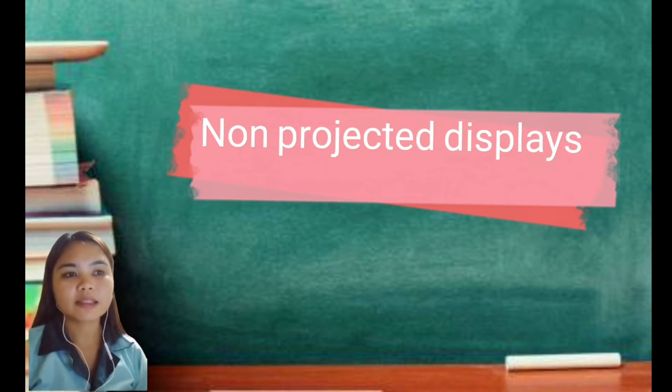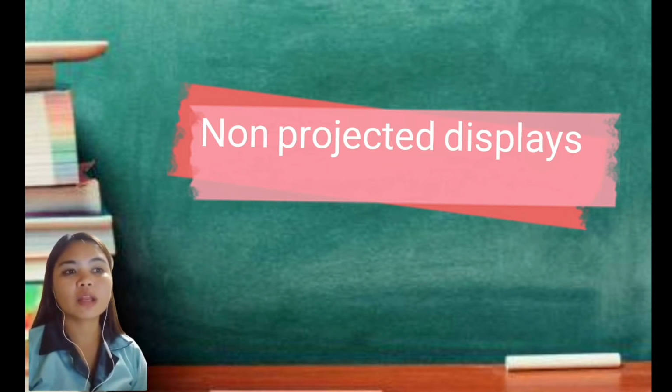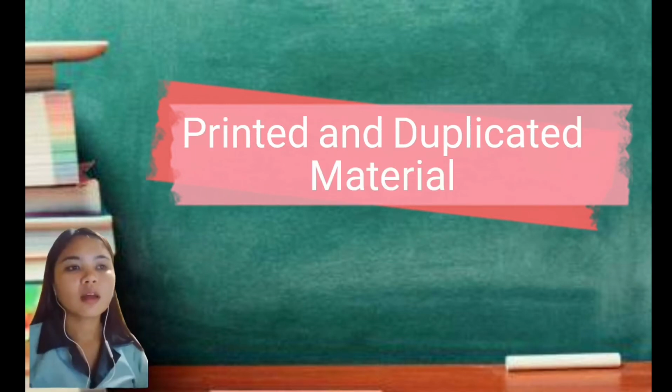Non-projected displays. These are visual displays which will be shown to a category, small group, or individual student without the utilization of an optical or electronic projector of any sort. Examples of these are chalkboards, marker boards, flip charts, posters, and photographic prints. These are very common ways of traditional teaching.